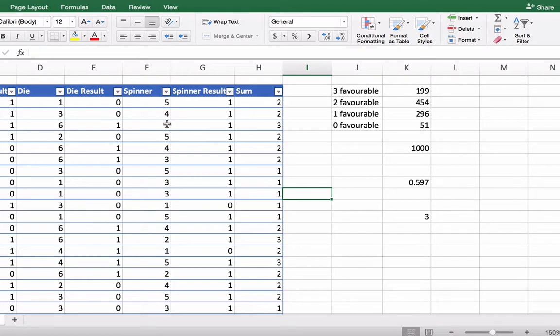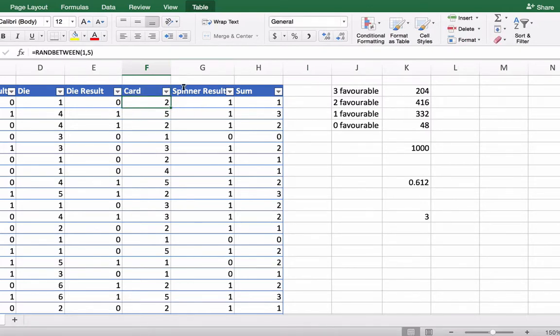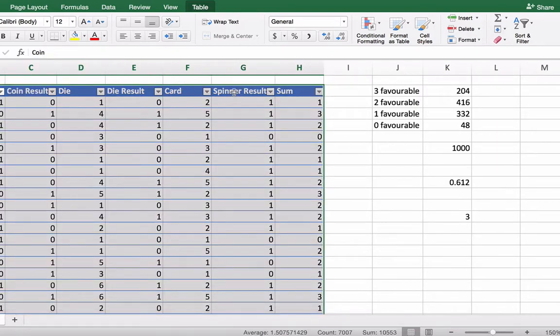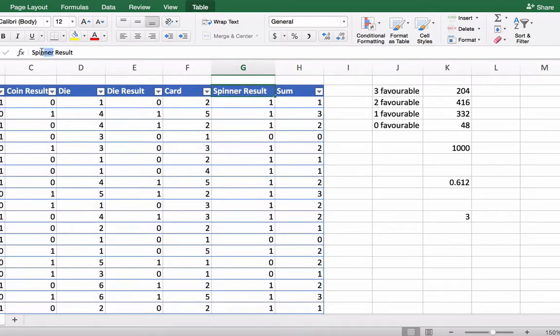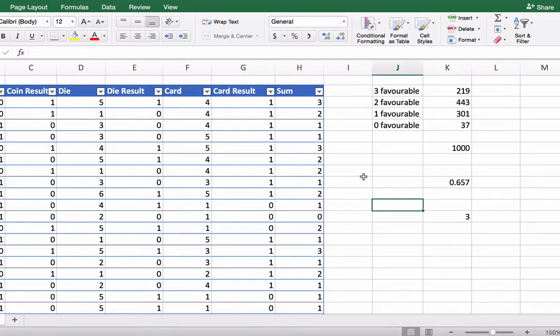Right, so now what I'm going to do is change this spinner to a card draw. And I'm going to make the odds really, really low as far as what we can do. And so the card result, I'm going to say if you draw a 2, then you win. So you have to flip ahead, roll a 4, 5, or 6, and draw a 2, and then you're going to win.